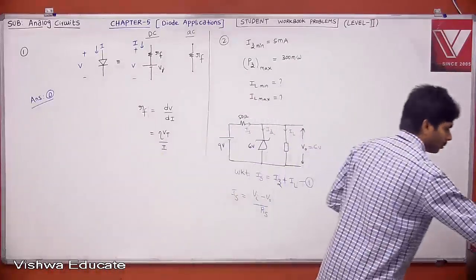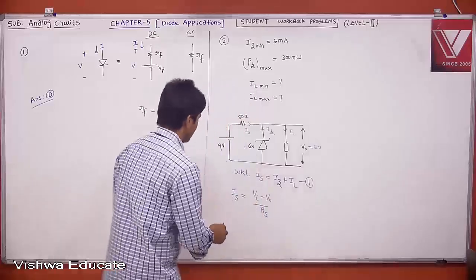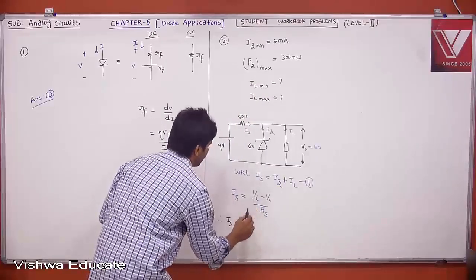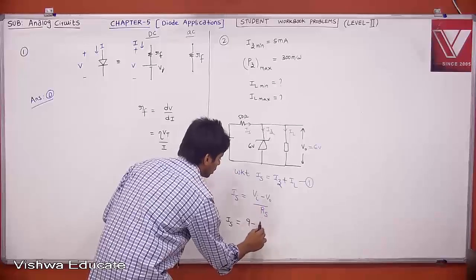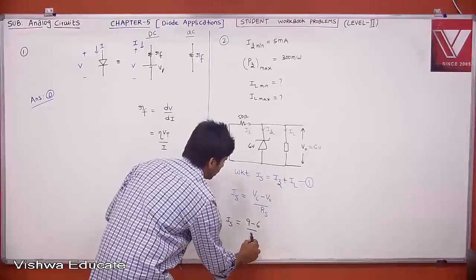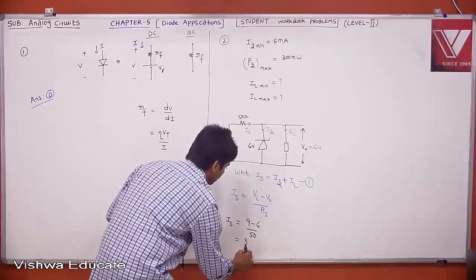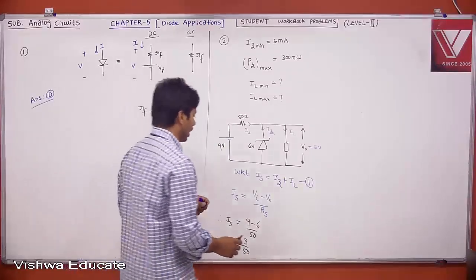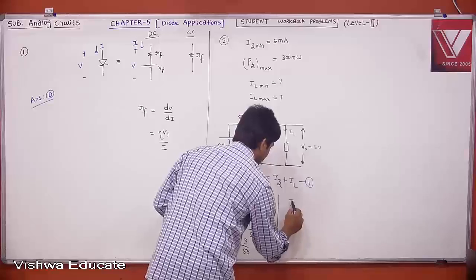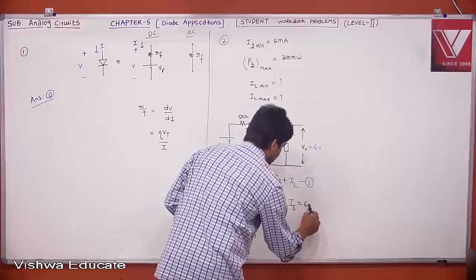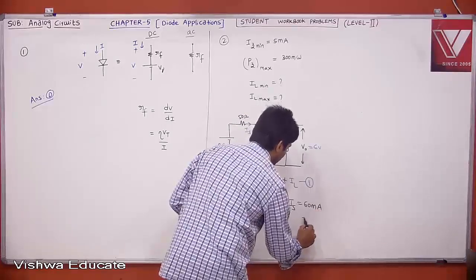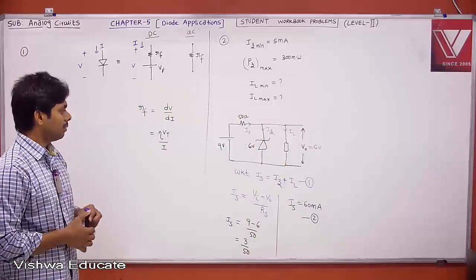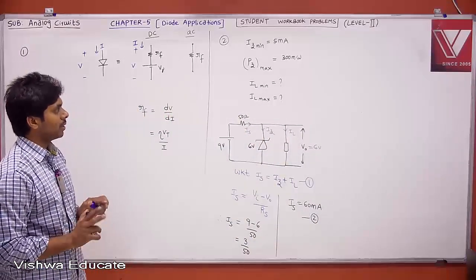Therefore, if you substitute, what is your IS? IS is nothing but VI, 9, minus V0, 6, divided by 50, which is nothing but 3 divided by 50. What is 3 divided by 50? 60 milliampere. Therefore, your IS is nothing but 60 milliampere. This is what you can call equation 2. The source current is 60 milliampere. We found our thing.